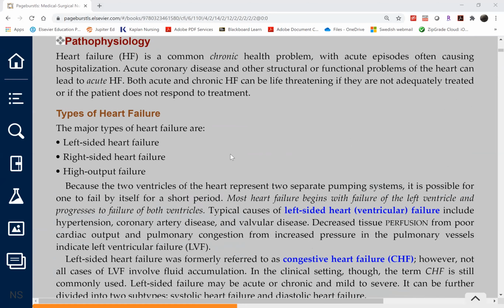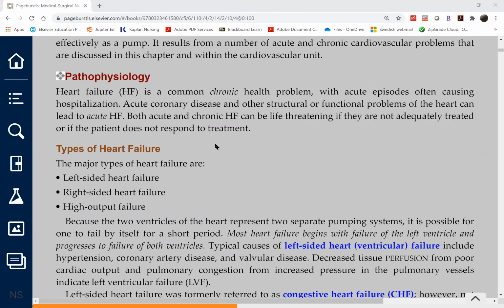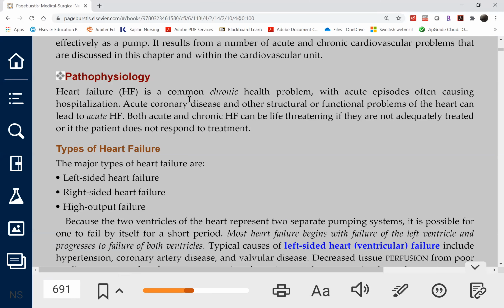All right, types now. So it's important to note that heart failure has no cure. Well, technically, yes, there is. You need a new heart. If you can get a heart transplant, then yes, we've cured it. However, otherwise, you'll have heart failure forever. So all you can do, as with any other chronic problem like diabetes or hypertension, is manage it. So it's a chronic condition.